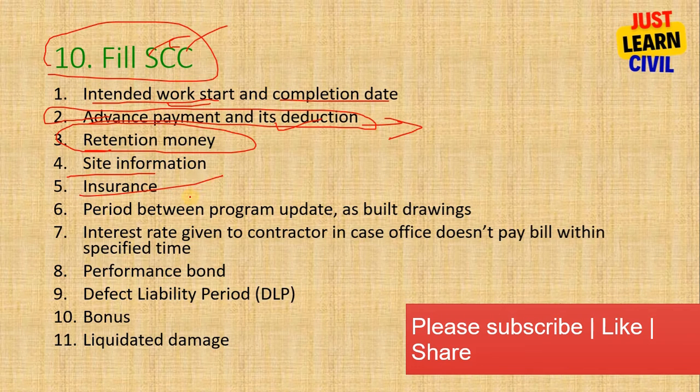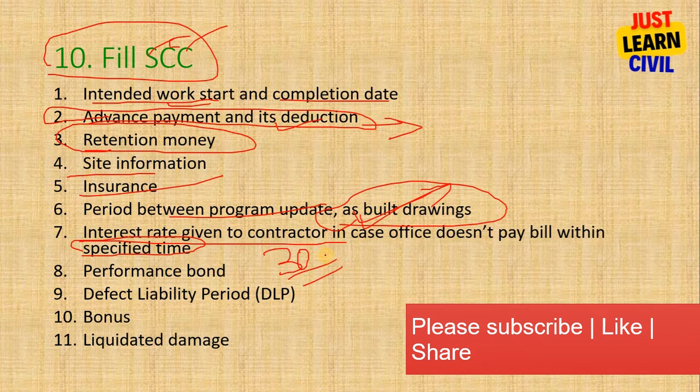Site information, insurance, period between the program updates, as built drawing, how much will they provide for the as built, when will they provide as built drawing, and if they fail to do so, how much will be deducted. Interest rate given to the contractor in case the office does not pay the bill within the specified time. The specified time is generally 30 days. Within the 30 days, the office has to pay the bill presented by the contractor to the contractor. Performance bond we have already learned in the previous video. Defect liability period, it is generally 365 days.